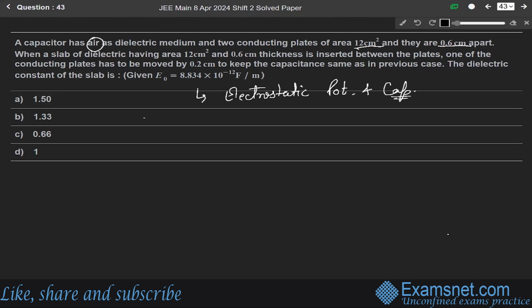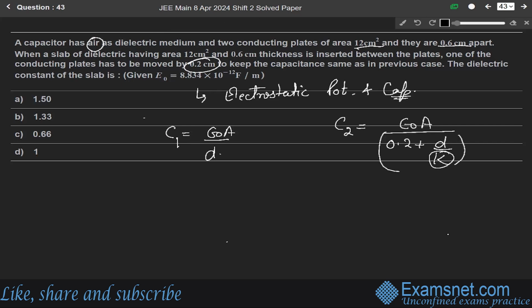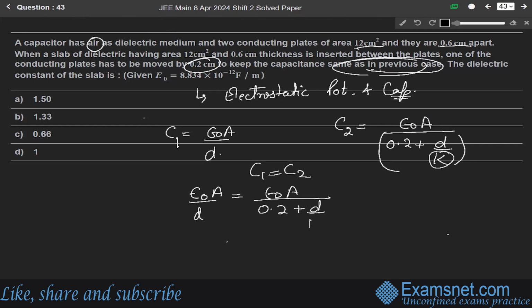Okay. New slab. So we will use the formula for the capacitance, C equals epsilon naught A over D. Okay. So for the previous one, it will be C1 equals epsilon naught A over D. And for the next one, it will be C2 equals epsilon naught A over 0.2 plus D over K. Okay. Dielectric constant of the slab K. So we have to find this value of K, since they are saying that the capacitance is the same as in the previous case. So comparing C1 with C2, epsilon naught A over D will be equal to epsilon naught A over 0.2 plus D over K.